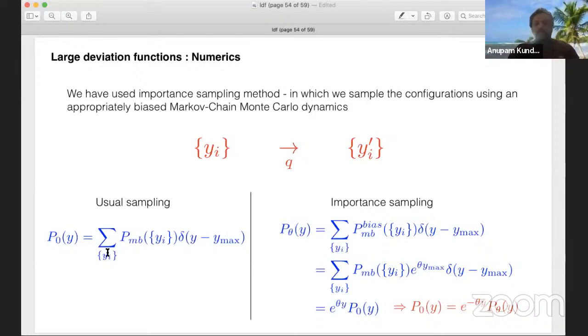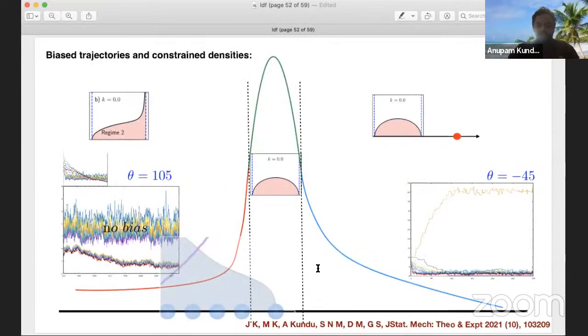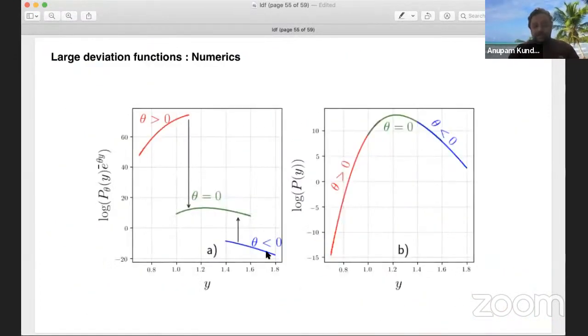And by choosing one theta, you cannot explore the full range. So for different ranges, you have to choose different theta and explore different regimes. For example, theta greater than 0, you explore only the left regime. Theta less than 0, you explore only the right regime. And once you get the different portions of the original curve, you have to scale back and glue them, and that's how you get the original unbiased distribution properly.